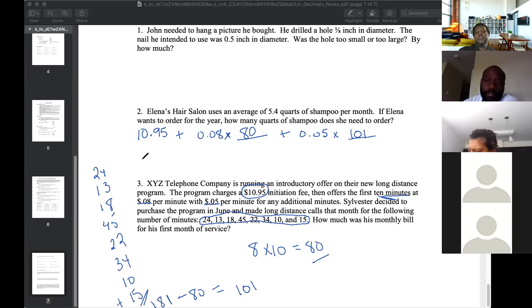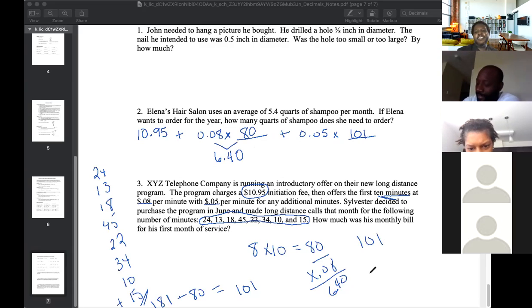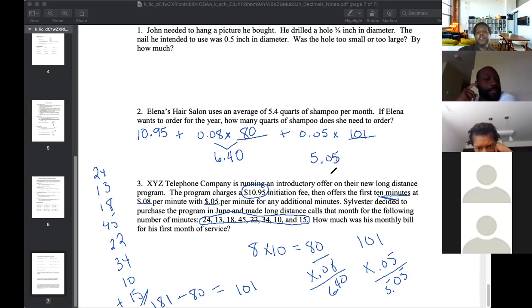So I'm going to do $10.95 plus 8 cents times 80 plus 5 cents times 101. Okay, so I'm going to do 80 times 0.08. Hold on, wait, that's $6.40. And we have to do 5 cents times 101. So that's $5.05. Okay, $5.05 plus $6.40 plus $10.95 is going to give me how much? How much are these three added up? $22.40. Good.